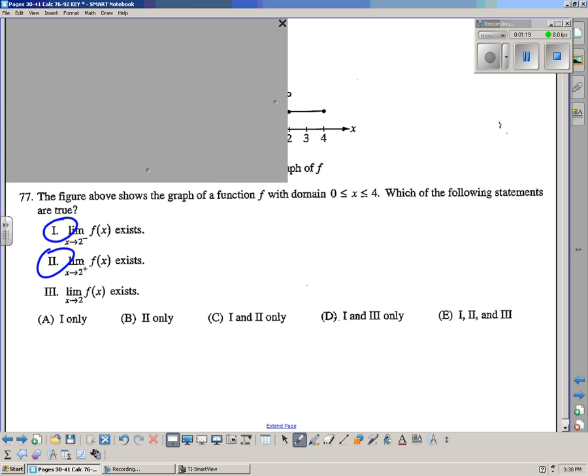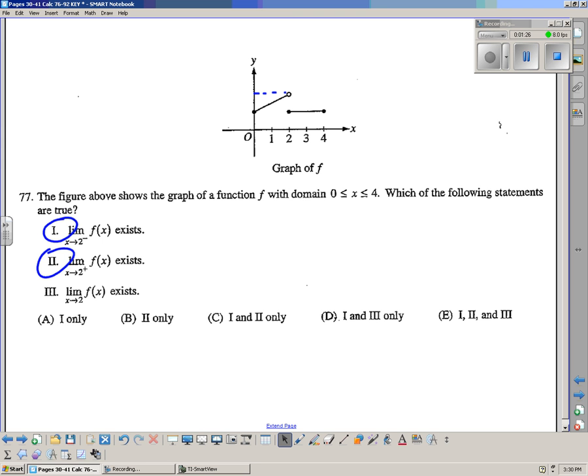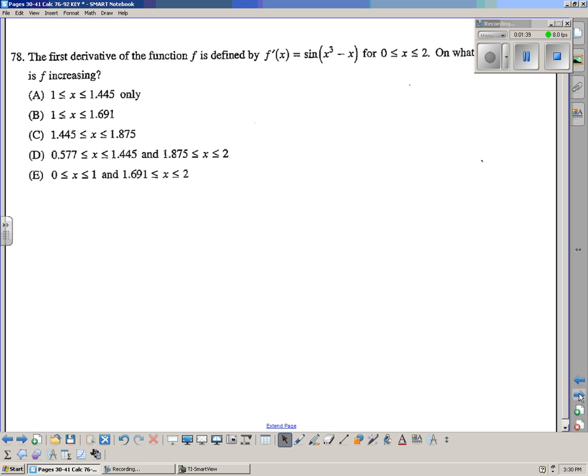But then if I open up both shutters here and look, I don't care about what's happening at the value, but I am not meeting up at the same point, so the limit as x approaches 2 overall does not exist. 1 and 2 only is the answer. Another very easy question.